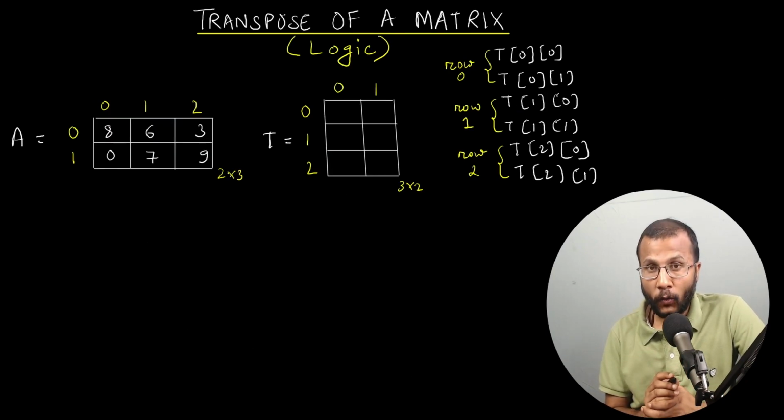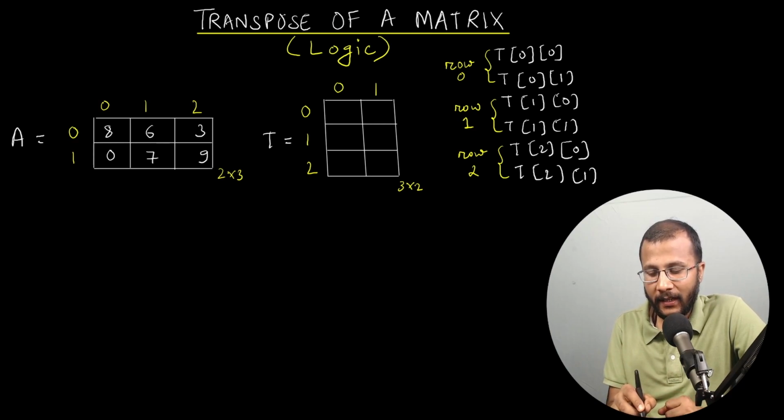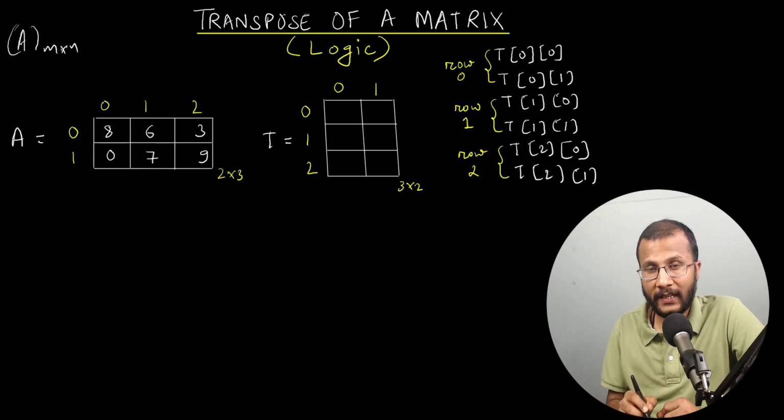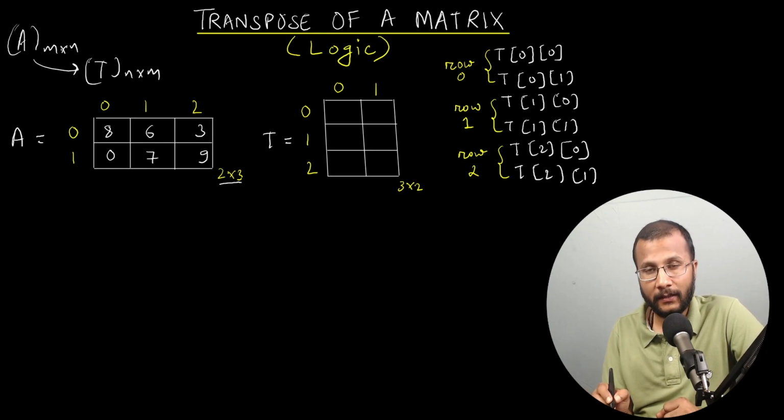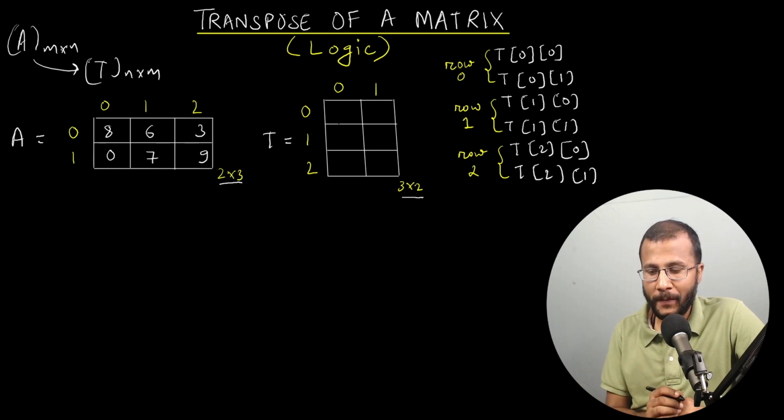Now let us devise our own logic to find the transpose of a given matrix. Given the original matrix A, here A is given of dimension 2 cross 3. So if the original matrix A is of dimension M cross N, where M is the number of rows and N is the number of columns, the transpose of this matrix, let's say T, would be of dimension N cross M, right? So in this example you have 2 cross 3, the dimension of the matrix A, so the dimension of the transpose of the matrix would be 3 cross 2. So you'll have 3 rows and 2 columns. Okay, so first let's try to fill up this transpose matrix row by row.